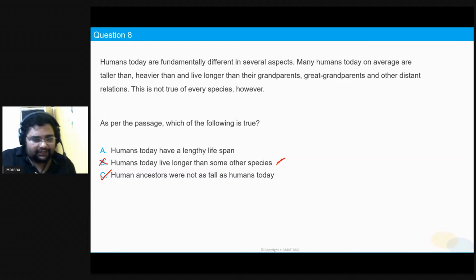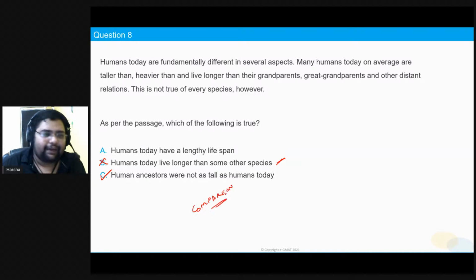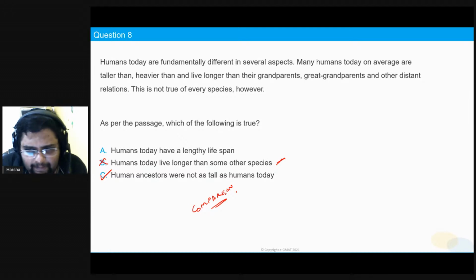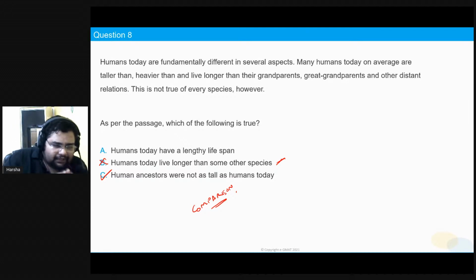All right. So these kinds of keywords are what we call comparison keywords, where an entity A is being compared to an entity B, whatever that entity is. Comparison keywords, like I told you in the concept phase, are one of the most tested but underrated aspects of GMAT RC. Most of the time, 90% of the time, if your passage has a comparison like what you see here, taller than, heavier than, longer than, there is some option somewhere which is testing you on it.